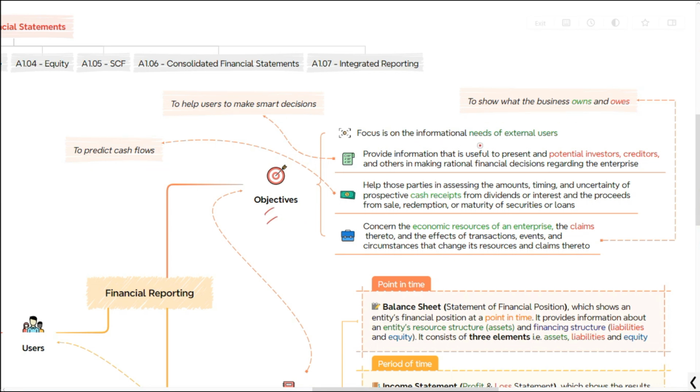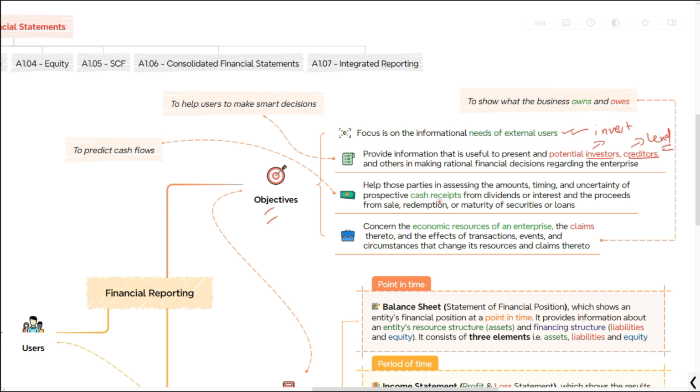It focuses on the informational needs of the external users. It provides information that is useful to potential investors and creditors and others in making rational financial decisions regarding the enterprise. This means the users can make smart decisions. The investors, by using the financial reports, can invest into the business because they know everything, and the creditors can lend money to the company.